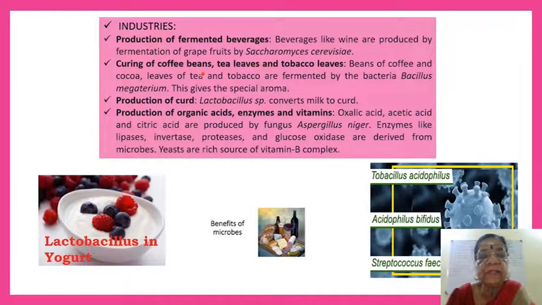Coffee kotta சொல்றோம்ல, அது coffee beans, tea leaf and tobacco leaf. Beans of coffee and cocoa, leaves of tea and tobacco are fermented by the bacterium Bacillus megaterium. இதோட action of curing of this tea, coffee and tobacco leaves வந்து, that is active fermentation is done by the bacterium called Bacillus megaterium.